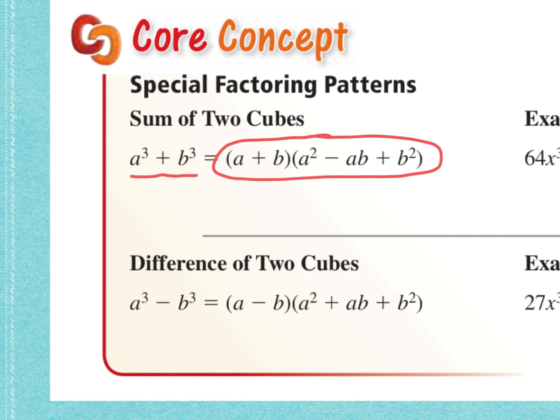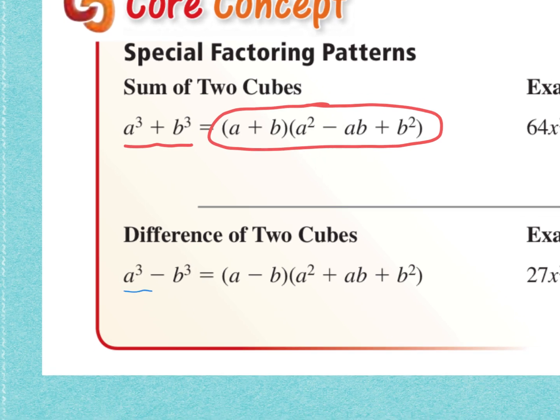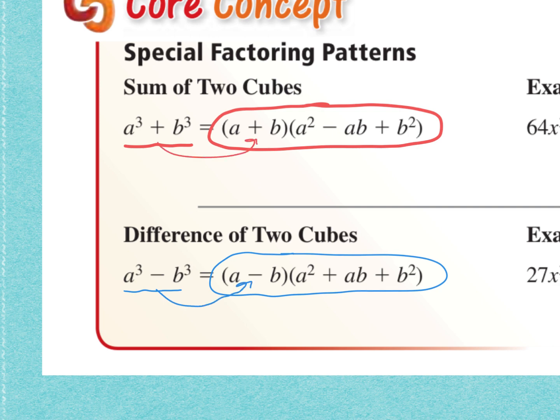Now look at the difference here, guys. When you have 2 perfect cubes and you're subtracting them, again, a now minus b, which makes sense because you're subtracting them, right? But in the formula for the second parenthesis, notice it's a plus sign here. That's where you guys are going to make mistakes.